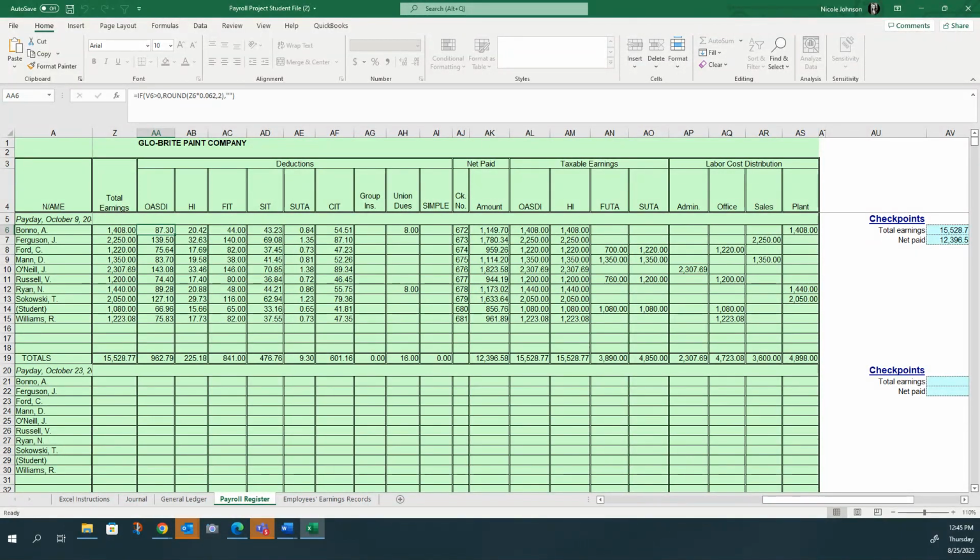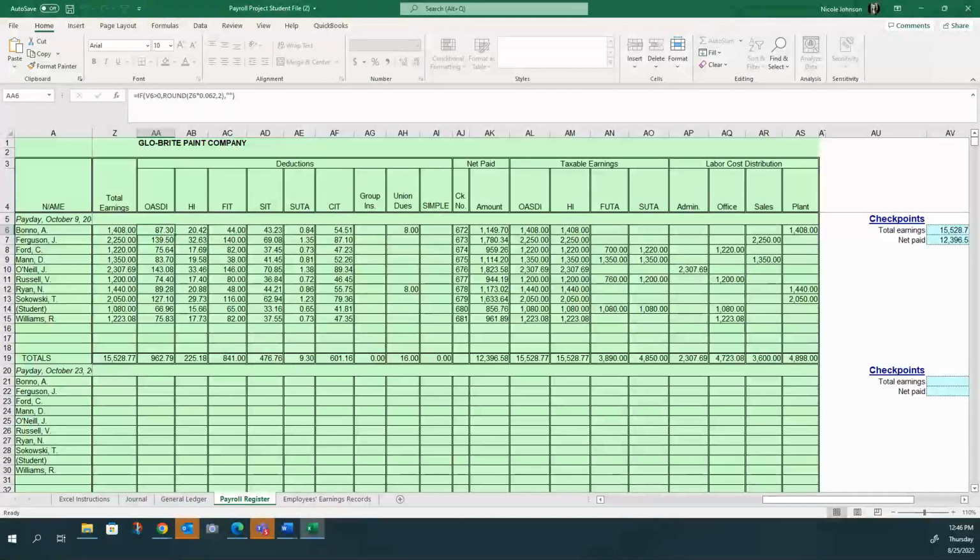The next deduction column is SIT, or state income tax. Figure 7.3 says the rate is 0.0307. We multiply Bono's total earnings of $1,408 by the rate of 0.0307, and the SIT is $43.23. The next deduction column is SUTA, or state unemployment taxes. Figure 7.3 says the employee rate is 0.0006. You multiply Bono's total earnings of $1,408 by the rate of 0.0006, and the SUTA is 84 cents.